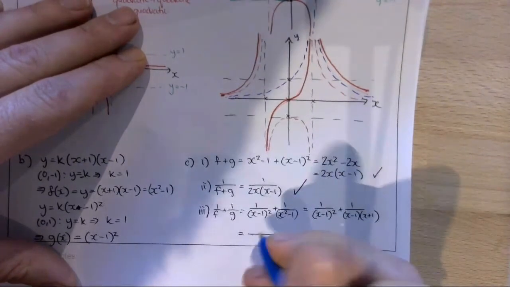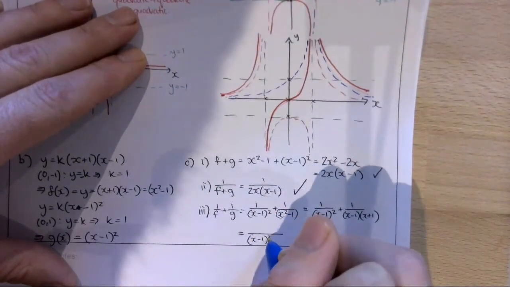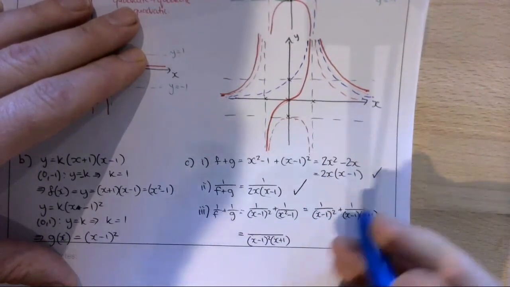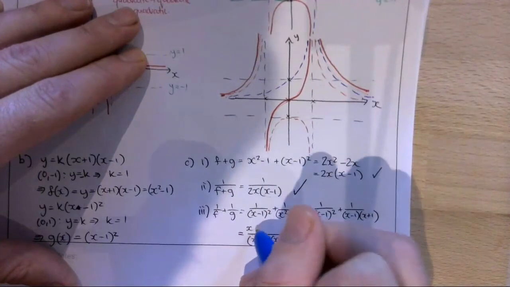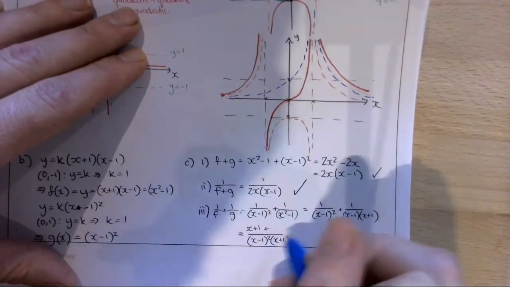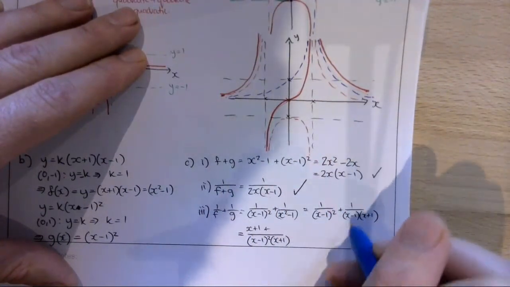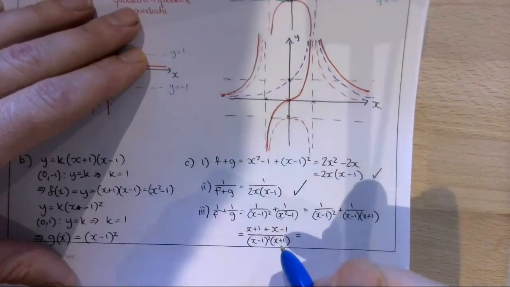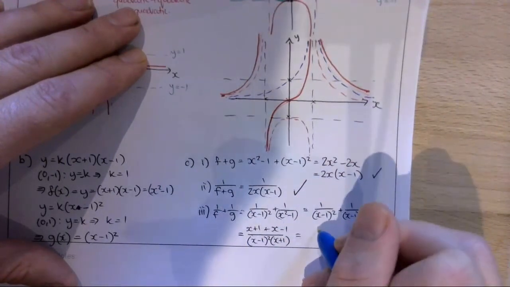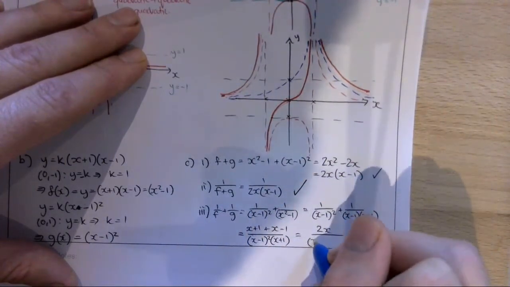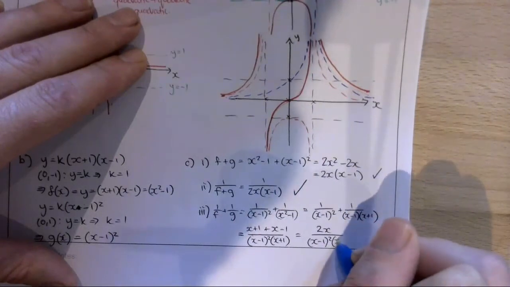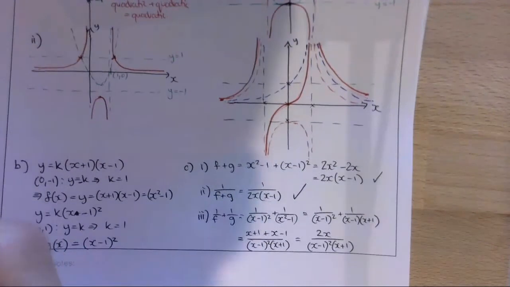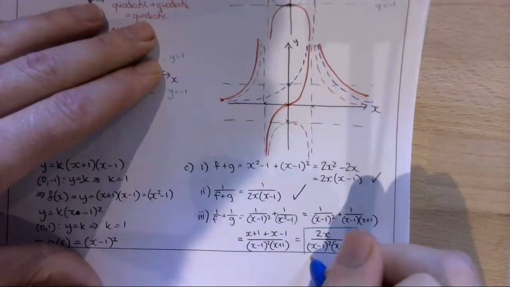So on the denominator, I'm going to need (x minus 1) squared, and I'm also going to need x plus 1 to get a common denominator. From the first term, that means I'm going to have x plus 1, and from the second term, as I multiply the numerator and the denominator by x minus 1, I'm going to have x minus 1. So overall, I have 2x over (x minus 1) squared times (x plus 1). That's my final form. Let's analyze that a little bit.